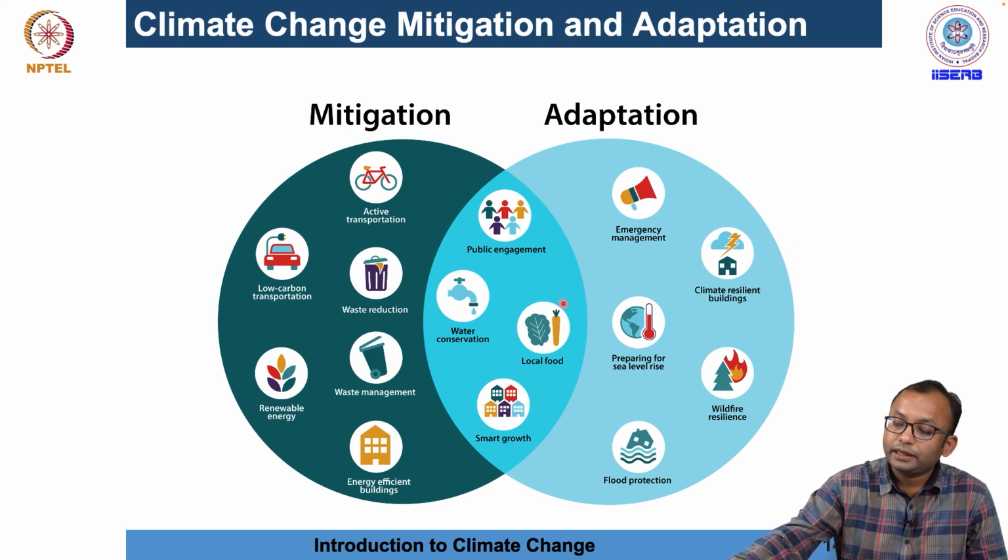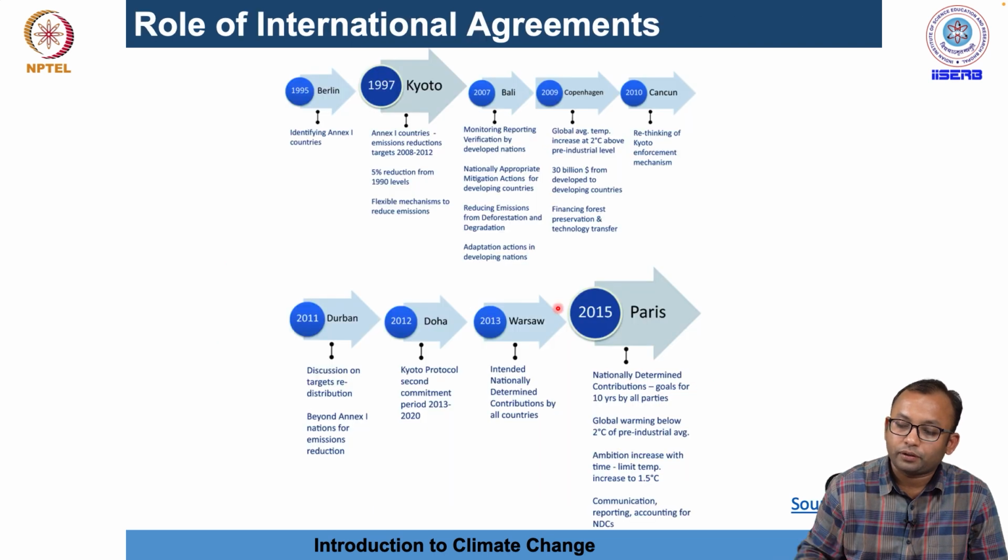There are certain plans which can be applicable in both mitigation and adaptation. Let us say public engagement, water conservation, local food, or smart growth. So these can be your short term and long term steps which can help to mitigate or adapt to climate change conditions.